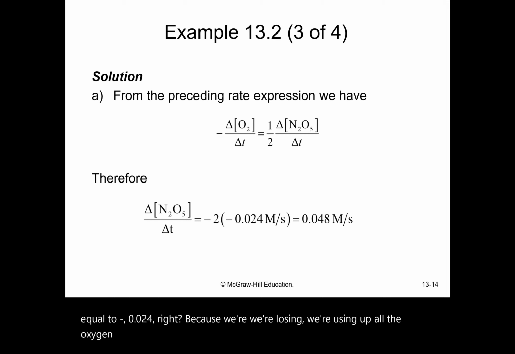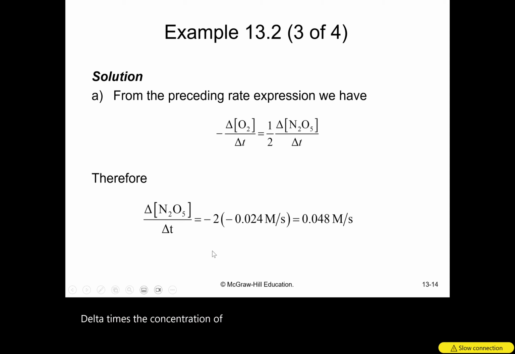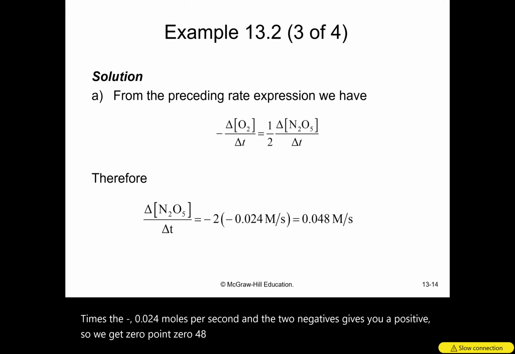So we plug it in. We have our negative delta concentration of O2 over delta T is equal to our product, which is 1 over 2 delta concentration of N2O5 over delta T. So you rearrange this and you get delta concentration of N2O5 over delta T is equal to negative 2 times the negative 0.024 moles per second, and the 2 negatives give you a positive, so we get 0.048 moles per second.